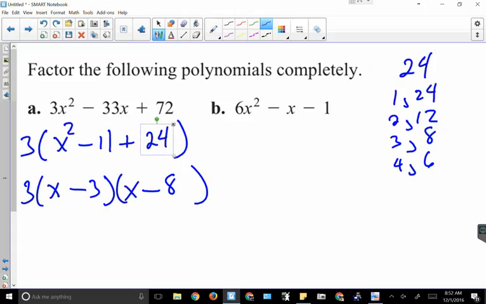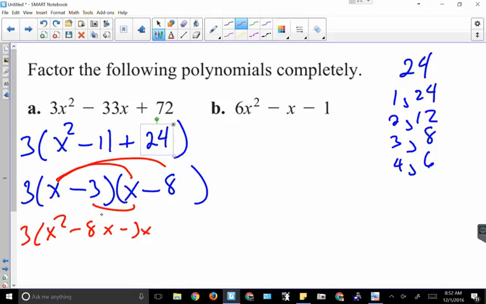Now, I'm going to check just to make sure that I actually did that correctly. x times x is going to be my x squared. This times this, minus 8x. That times that, minus 3x. That times that, plus 24. So when I look at these middle two terms here, will negative 8x plus negative 3x give me negative 11x? That's the process.